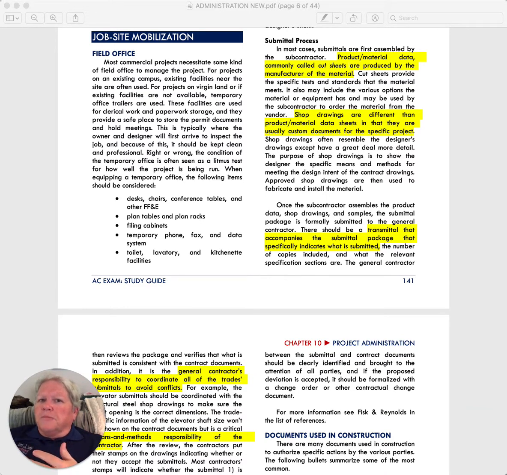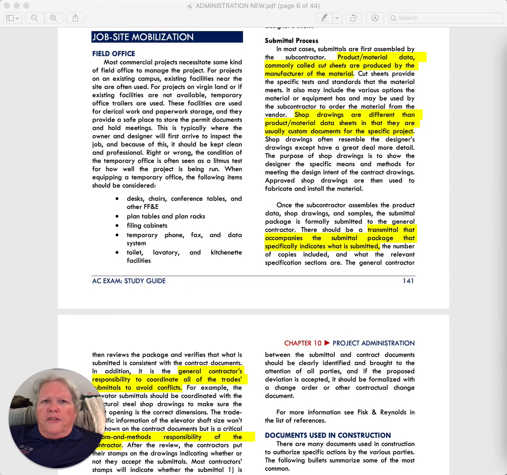Sometimes two trades may need to coordinate in terms of how two materials go together, like joint sealants relative to glass mullions. There are certain dimensions that are not laid out on the original set of architectural plans. And the whole purpose of reviewing submittals is to make sure that it will fit within that dimension space that's been allocated for those materials. So they're called shop drawings.